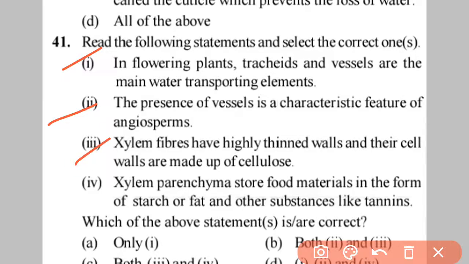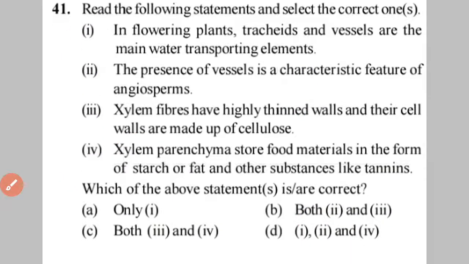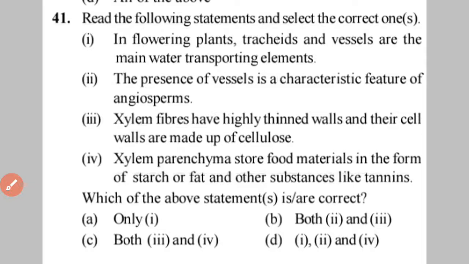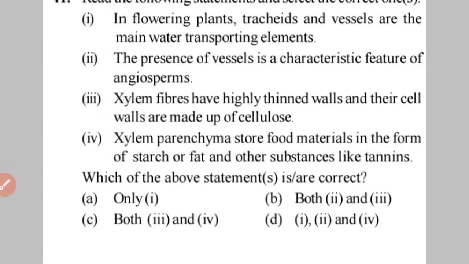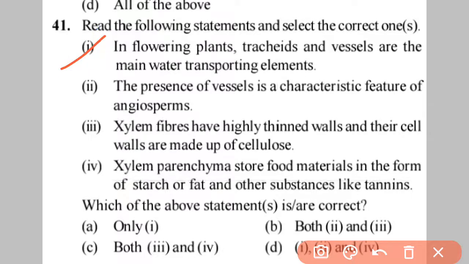The third one is, xylem fibers have highly thickened walls and their cell walls are made up of cellulose. And the fourth one is, xylem parenchyma stores food materials in the form of starch or fats and other substances like tannins. So here the correct options are first, second and fourth. Okay, this is correct, this is also correct, and this is also correct. So option D is correct here. Okay, let's move on to the next question.